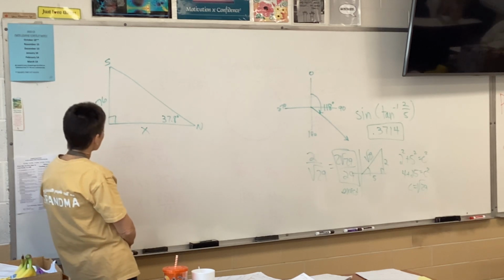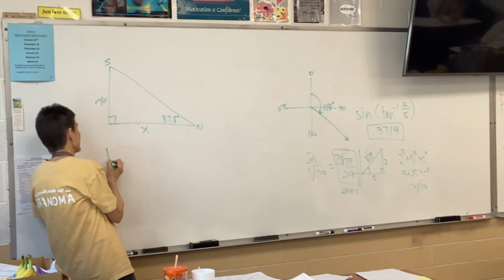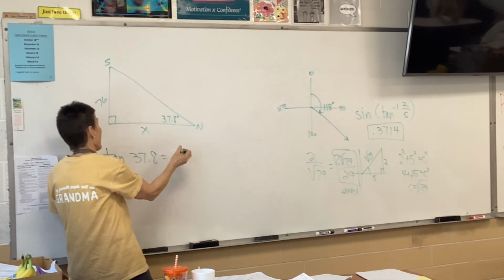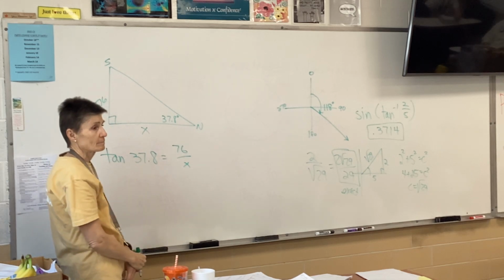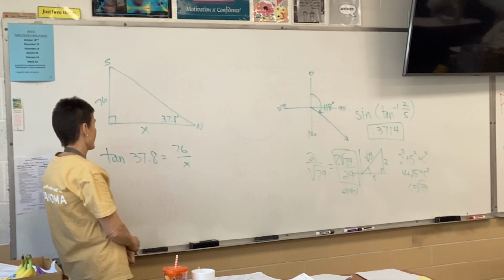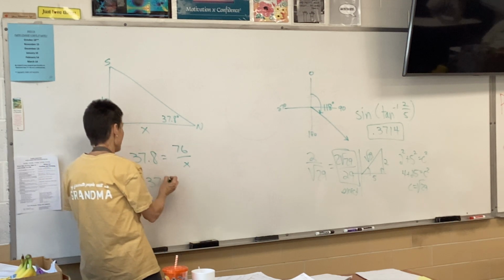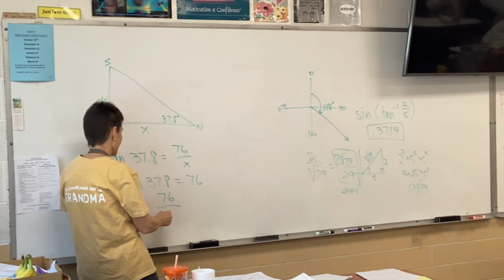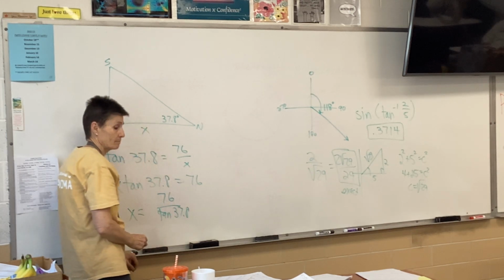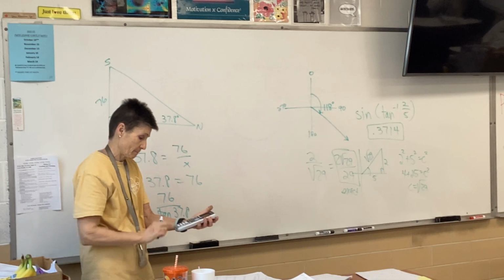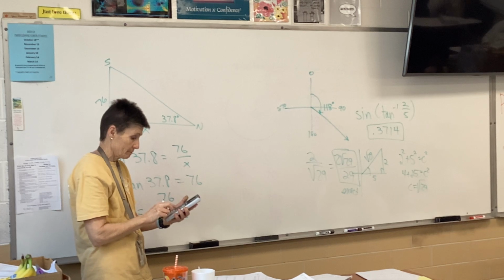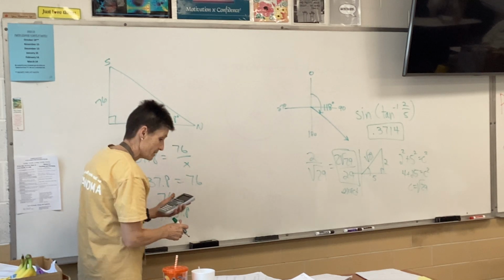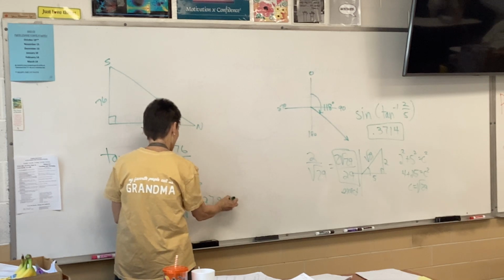So then I pick a function, sine, cosine, or tangent. What do you think? Tangent. So tangent angle, always put the angle with the tangent. So tangent angle equals opposite over adjacent. So x tan 37.8 equals 76, and x equals 76 over tan 37.8. Round to the nearest hundredth, did you get 97.98 feet?